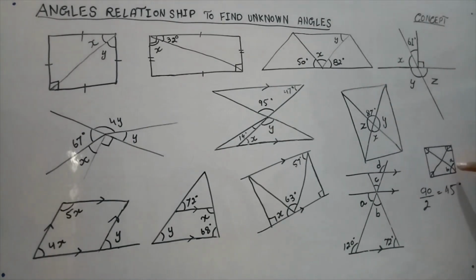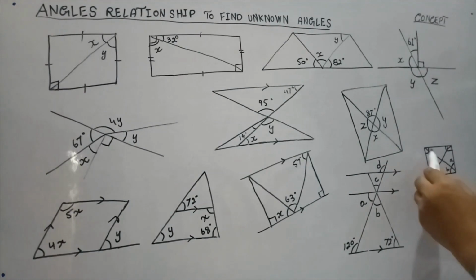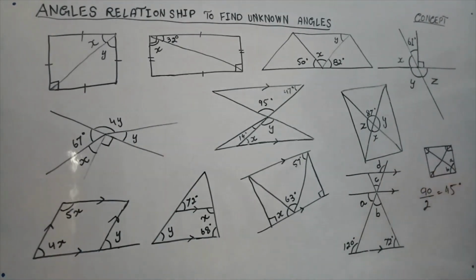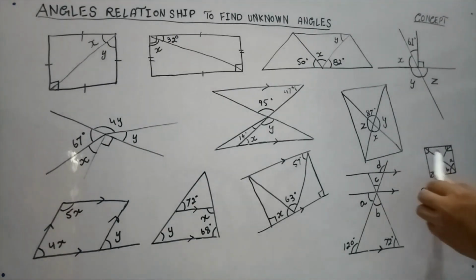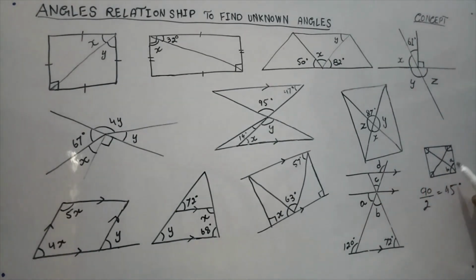The angle A will be equal to the angle B, or I can say that this diagonal will bisect both angles, the angle present here. Clear? So this is our first part, the square. Now we have the next part. In this we have a rectangle.